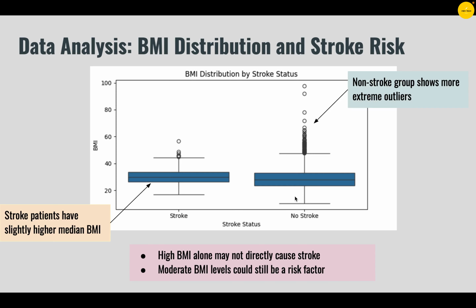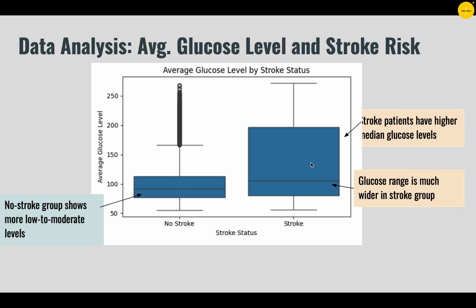Also, stroke patients had slightly higher BMI, but non-stroke cases had more extreme BMI values. However, when we look at glucose level, stroke patients had both a higher median and a wider range. So high glucose is more strongly related to stroke.